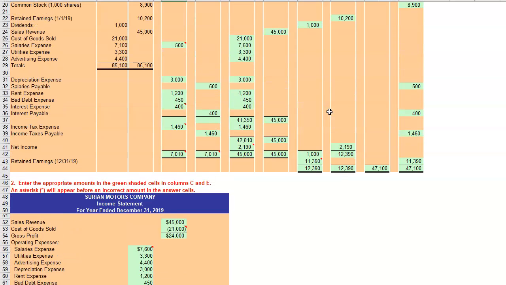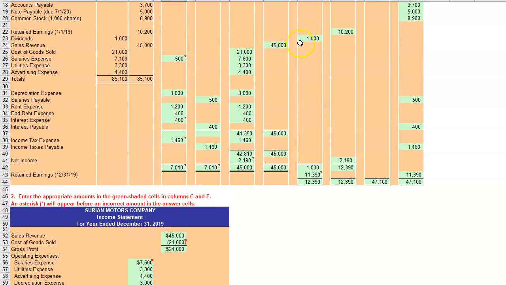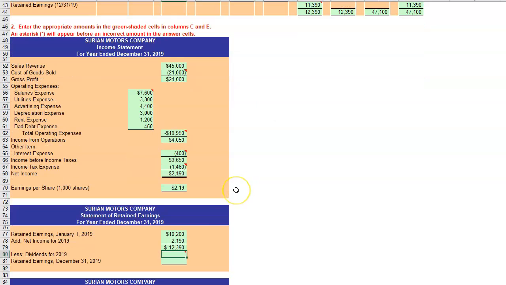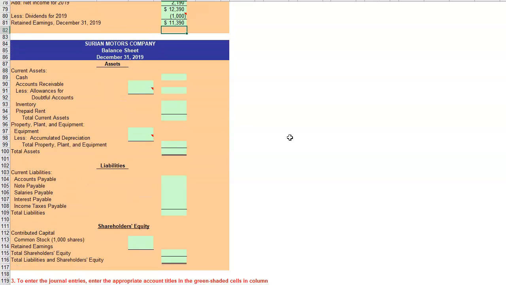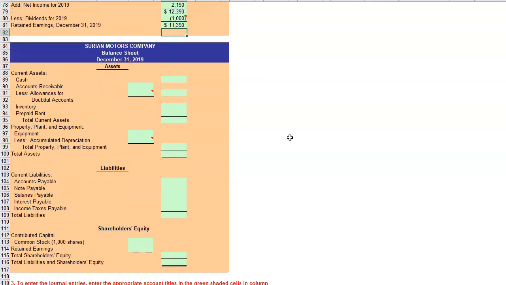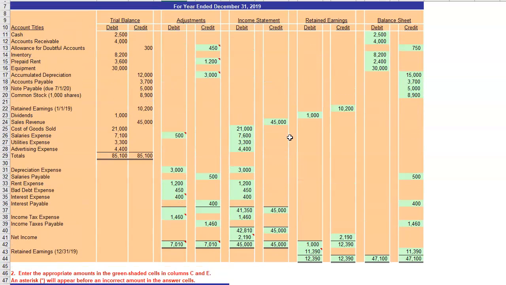Dividends are $1,000. And then add those up to get your new retained earnings. And it should tie to what you have up here for retained earnings. So 11,390 and 11,390. All right, then the lovely balance sheets. We're going to have to do a lot of scrolling. I'm really sorry. All right, so we need cash, accounts receivable, allowance.